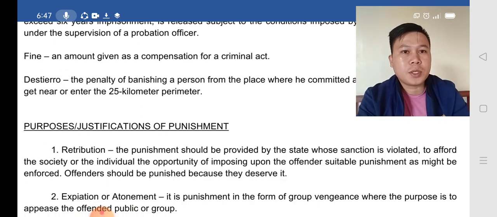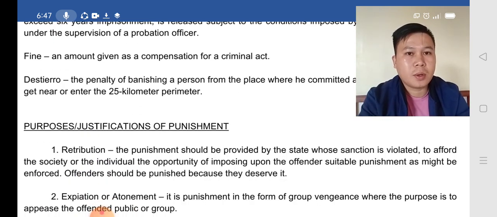We have purposes, justification of punishment. Number 1 is retribution.